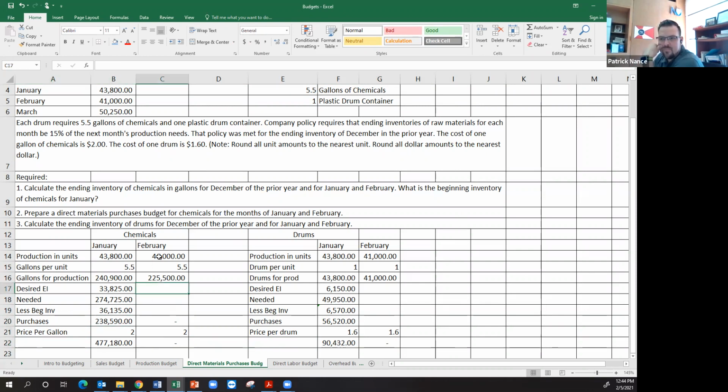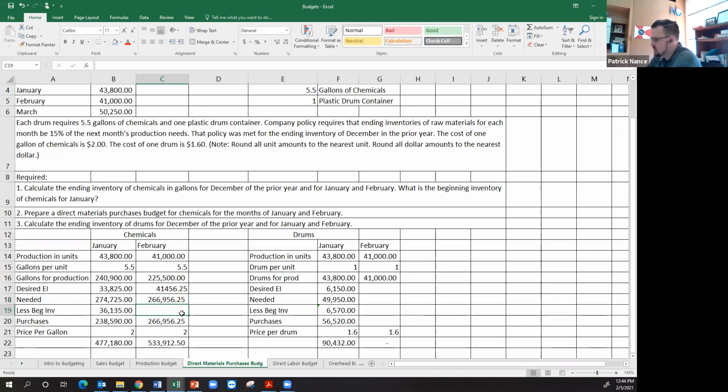So February desired ending inventory is going to be the production needs for the next month. But remember, I need 5.5 gallons for each one of those. So this is a few more steps than the last one. I need to take the 5250 times 5.5 and take that times 0.15. Get 41,456.25. So my needed, I'll just add those two together again.